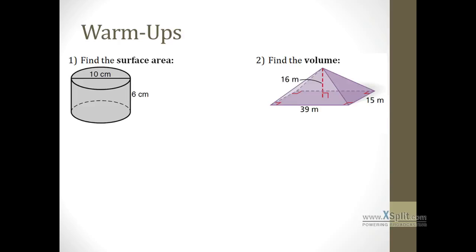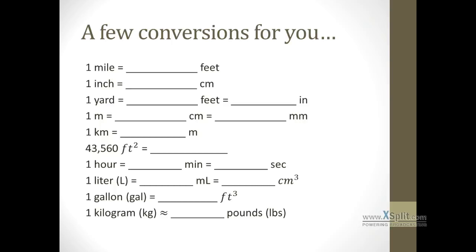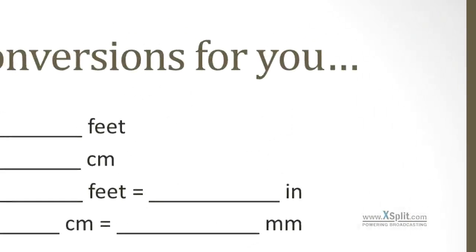For these warm-ups, if you want to practice on these warm-ups, I believe the answers are 345 point something for the first one, and then for the second one it's 3,000 and something. I believe 3,120 cubic centimeters or cubic meters for the second one. But again, go back to those other videos if you need some help with surface area and volume, because today we're going to be doing some conversions. A few conversions for you.